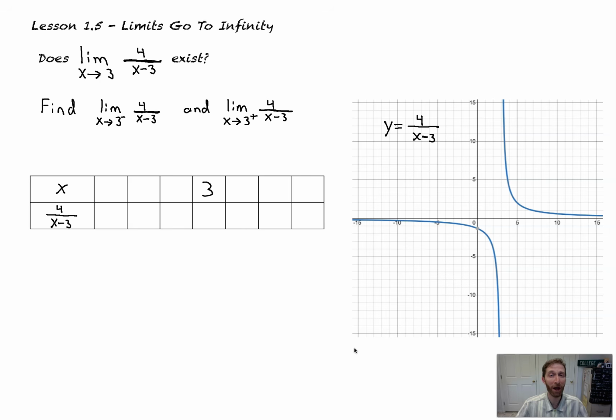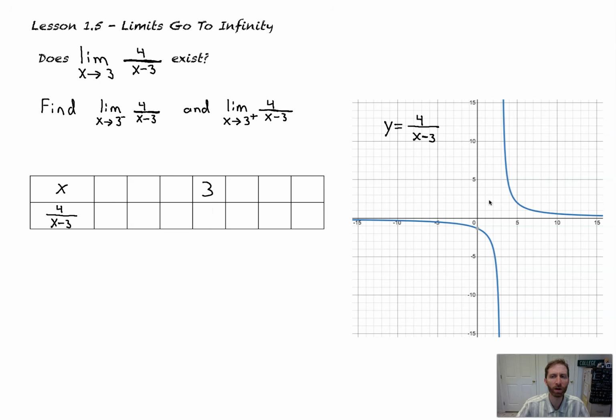To infinity and beyond. Or let's just take some limits and see that we're going to be approaching infinity in some of them. Let's go. So we're asked here, does the limit as x goes to 3 of 4 over x minus 3 exist? That's one of the main questions here. Let's take a look at this.